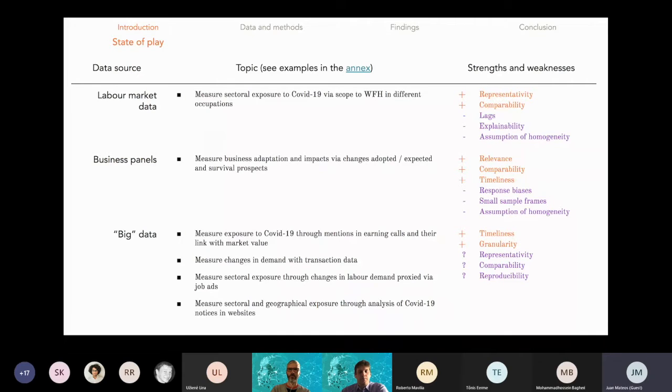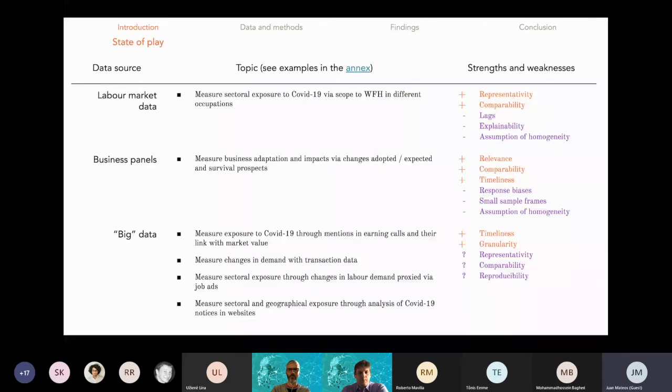So how have people been generating evidence about the impact of COVID-19? They have been using labor market data, looking at business surveys and things like that, and basically measuring the sectoral exposure to COVID-19. One thing that people have been using a lot is to look at individual occupations, to say what occupations are better able to work from home or less able to work from home, and then use that to estimate supply side shocks.